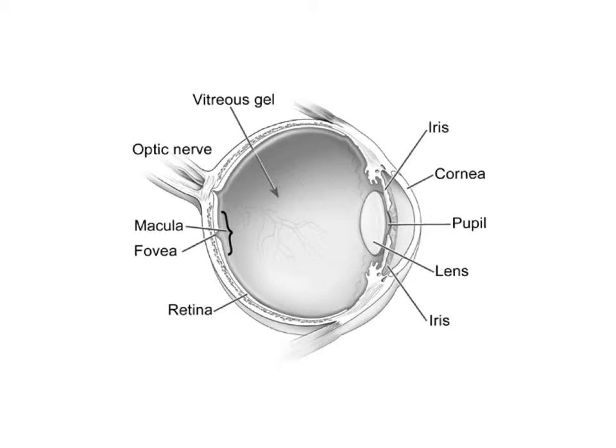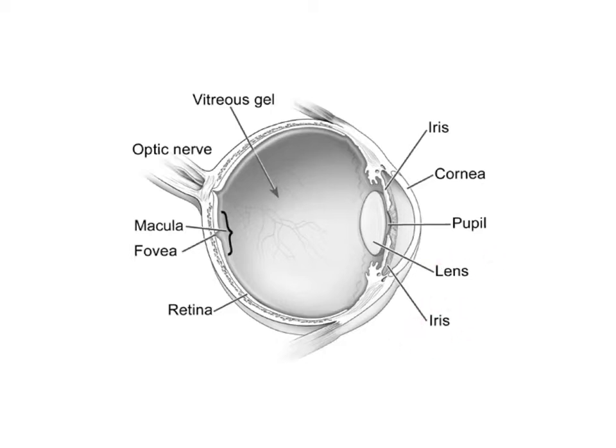Light enters through the cornea, which is a clear covering that protects the eye and begins to focus the incoming light. The pupil is a small opening in the center of the eye where the light passes through. The lens focuses the incoming light on the retina.